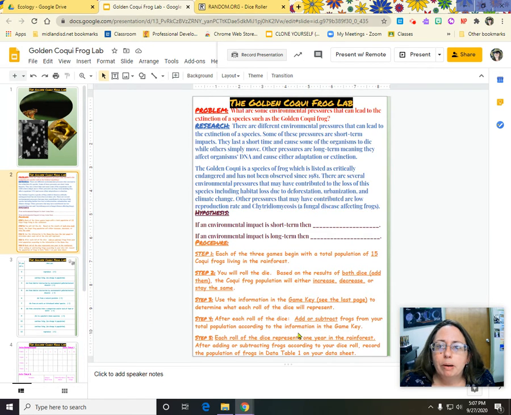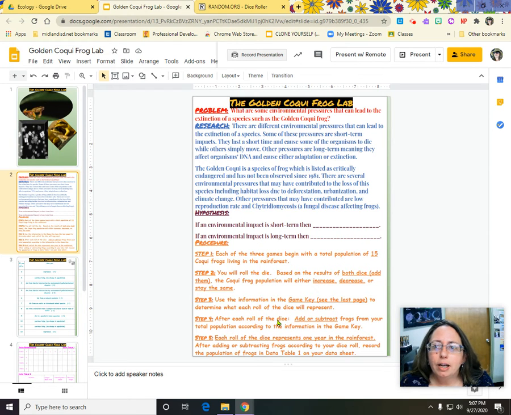So remember, the problem is the question that we can answer by doing the lab. For this lab, the problem is: what are some environmental pressures that can lead to extinction of a species such as the Golden Coqui frog? So we're going to look at some research that can help us understand a little more about what we're doing.